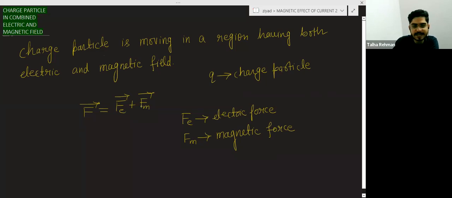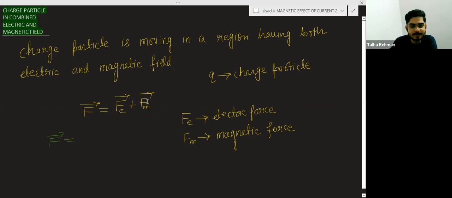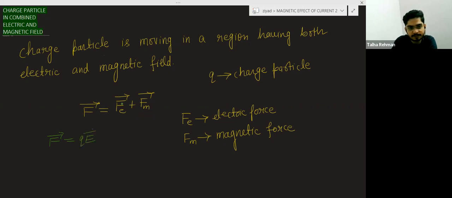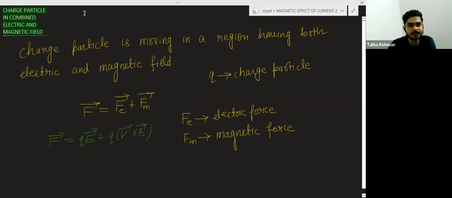Now the electric force on the charged particle in the electric field E will be given by this. I am writing Fe is the electric force. So this will be Q into E vector. And the magnetic force on the charged particle will be Q into V cross B. So this will be the final formula.